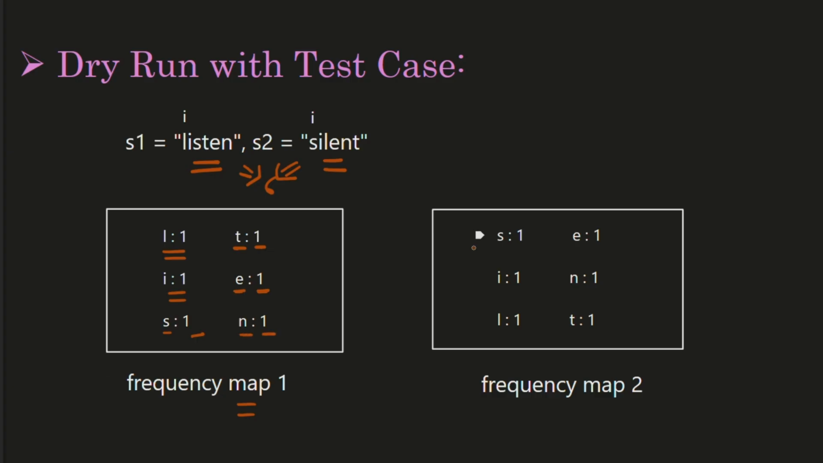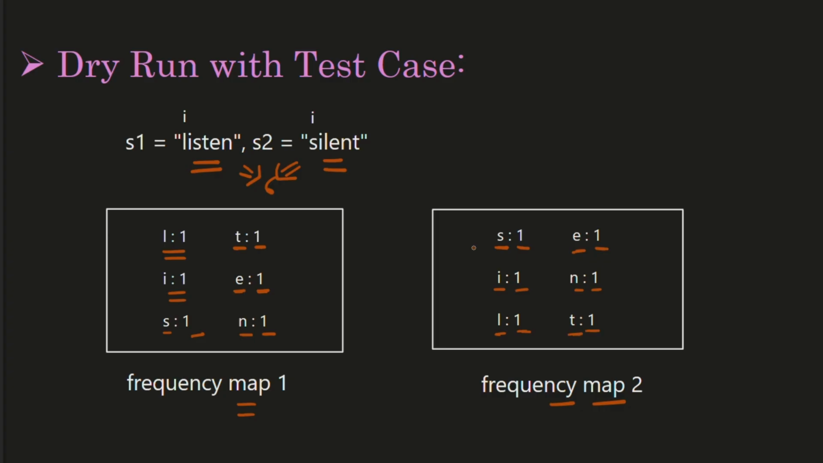Step 3. Build frequency map for S2. Traverse S2 character by character. S, frequency2 equals S1. I, frequency2 equals I1. L, frequency2 equals L1. E, frequency2 equals E1. N, frequency2 equals N1. T, frequency2 equals T1.